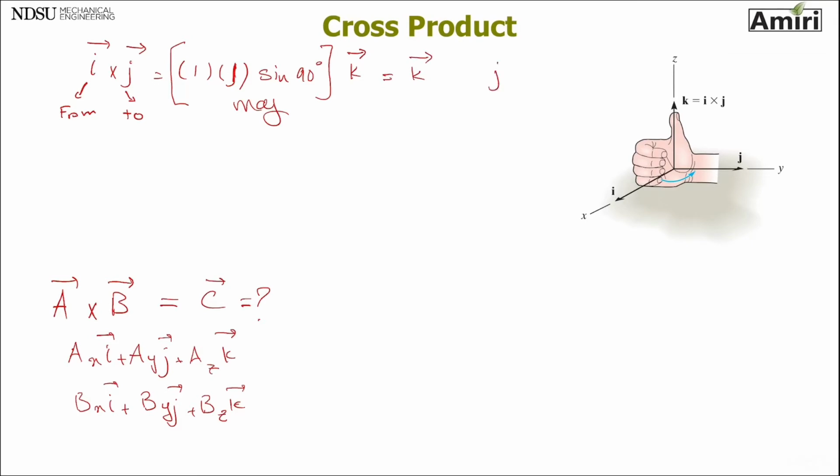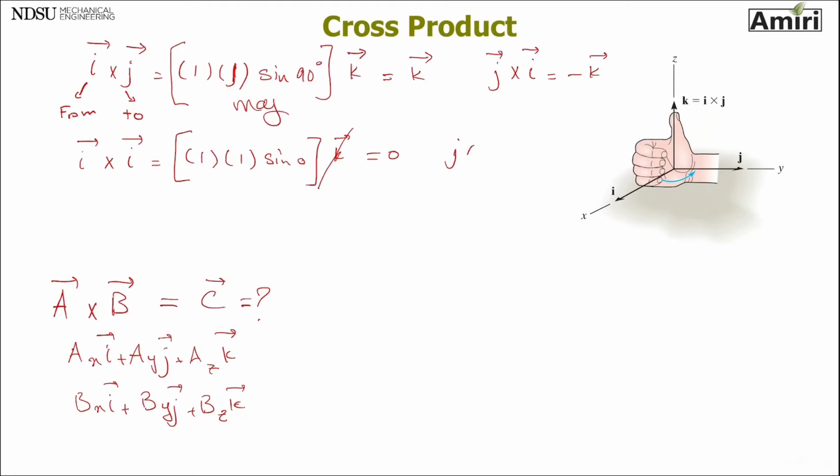And you can guess J cross I, the only difference is you curl your fingers from J to I, therefore it is going to be minus K. Let's see another example. I cross I, magnitude is 1, 1, sine of the angle between I and I, which is 0, and the direction is curling from I to I, which could be the direction of K, totally, but because this is 0, let me put K here, just because I'm curling my fingers from I to I, and this will result in 0.